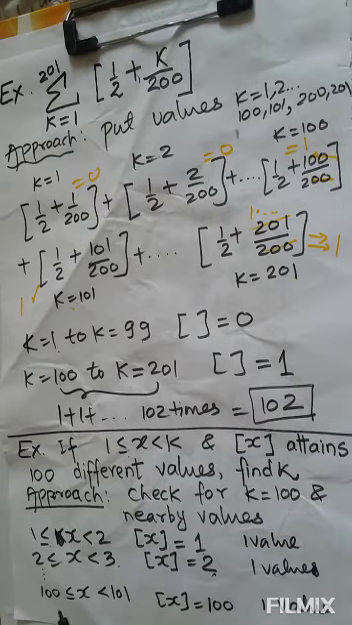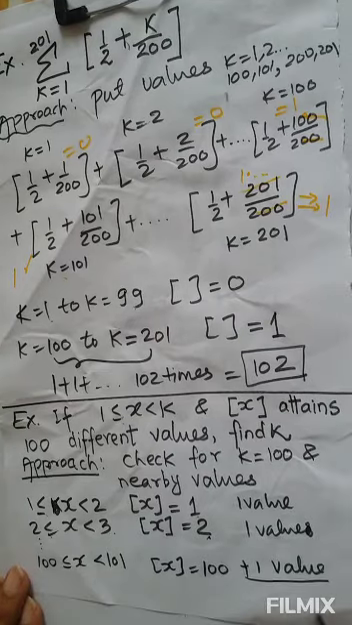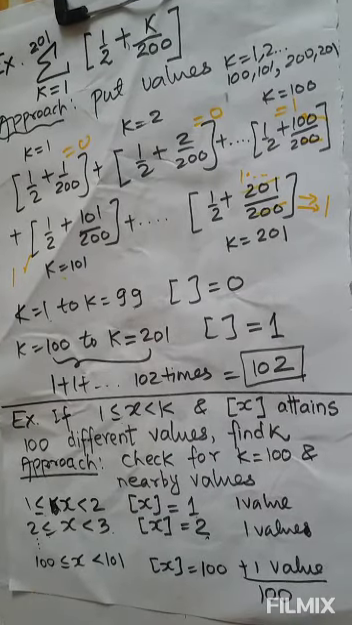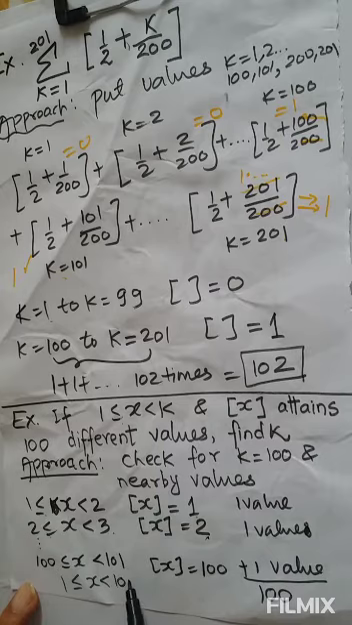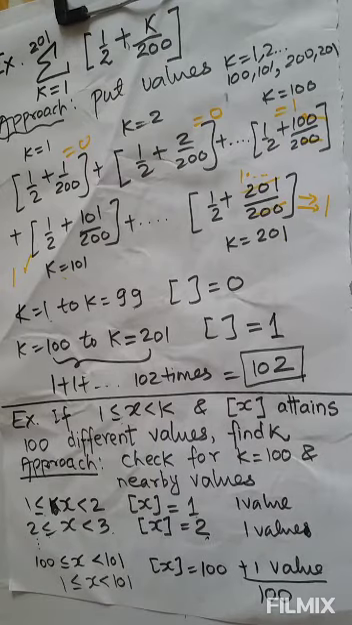So if you go by that, if you check 100 to 101, the greatest integer is 100. Now if you add one value, you will end up getting 100 values when x is from 1 to 101. From here we can say that k can be 101.